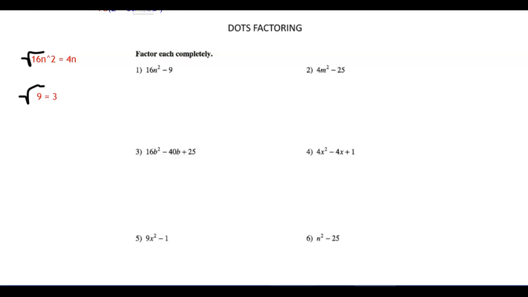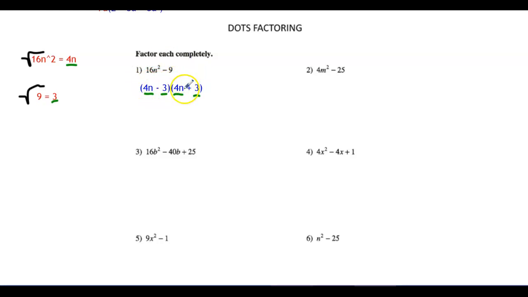That means I'm going to construct my factors using 4n and 3. 16n squared was first, so 4n is going to go first in the parentheses. 9 is second, so 3 is going to go second in the parentheses. It looks like this. One thing that you should see is that this 4n is going to be populated in both of the first spots of my factors. This 3 is going to be populated in both of the second spots of my factors. And then the difference between these two operators, this minus and this plus, has to be there.